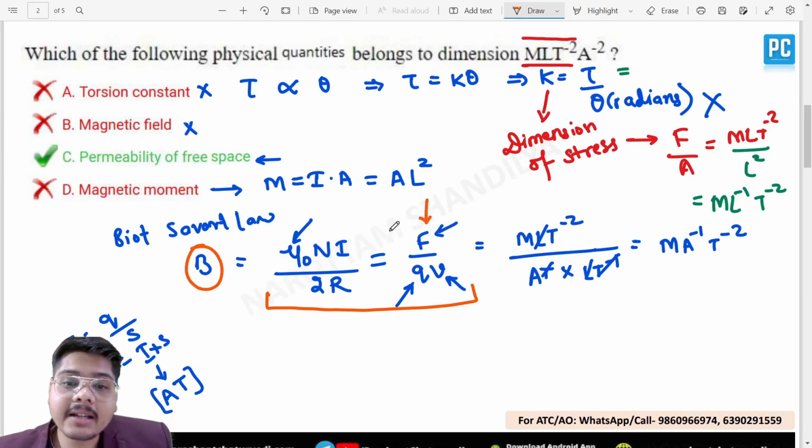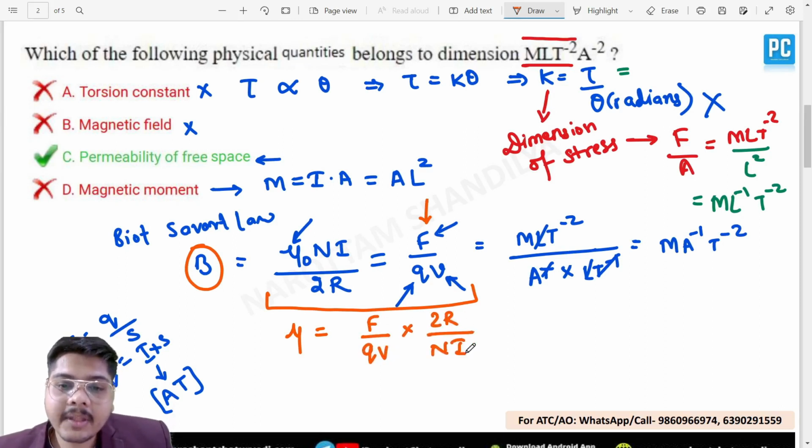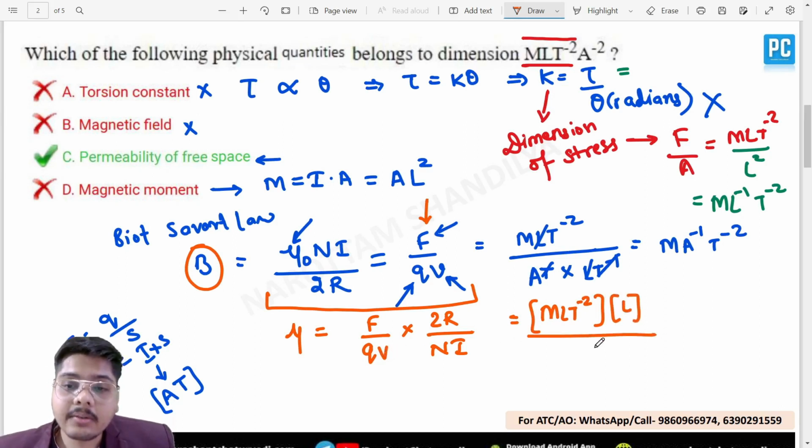So why not directly equate this with this? That's what I am doing. So mu will be F upon QV into 2R upon Ni. That's it. F we know, sir, it is MLT minus 2. 2R is nothing but L. For Q, what is exactly Q? Sir, we had already written here: Q is A into T.